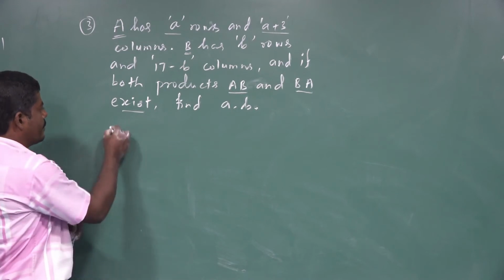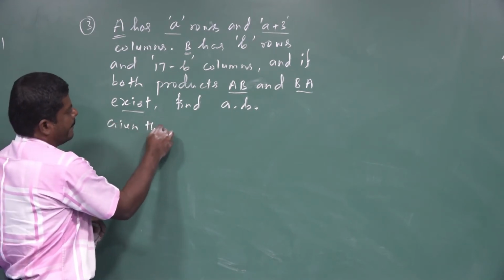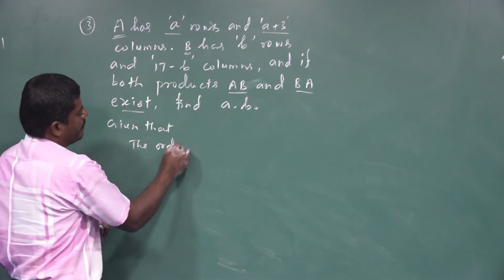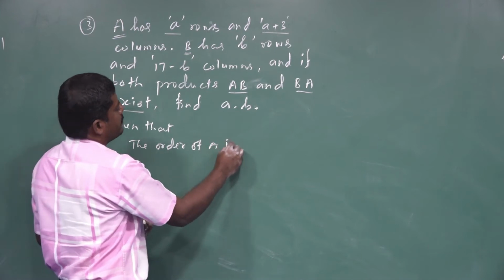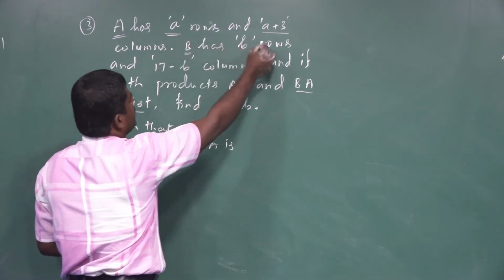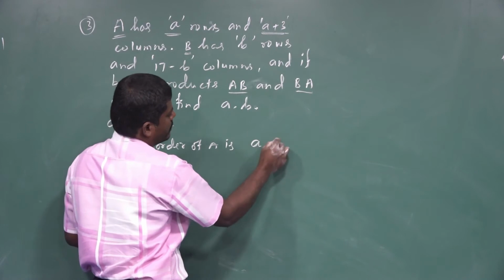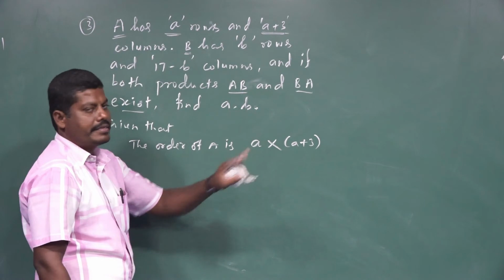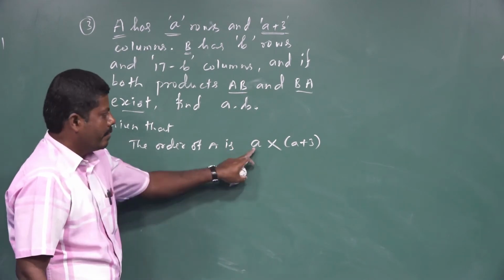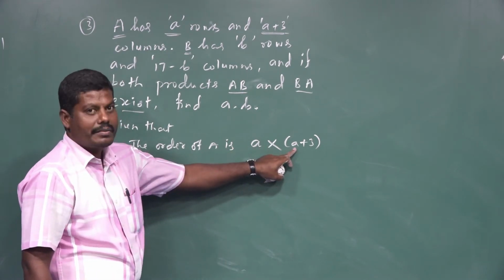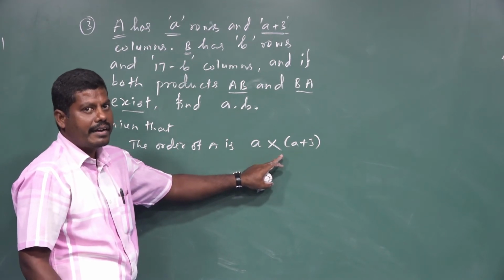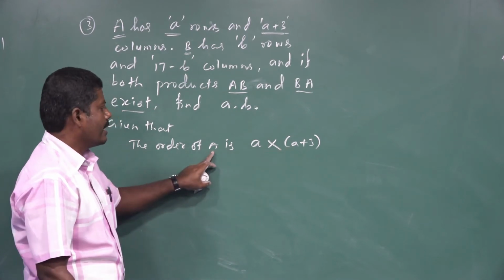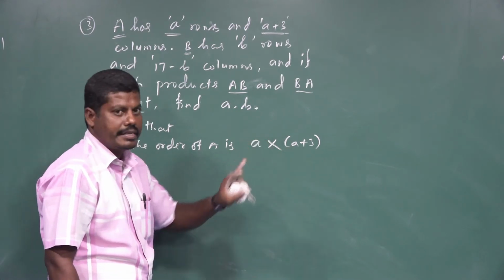Understand? So in our question, the order of A is a rows, a plus 3 columns: a by a plus 3. The order of A is number of rows by number of columns. You want to write order like this only. First you write rows, second you write columns. So the order of A is a by a plus 3.